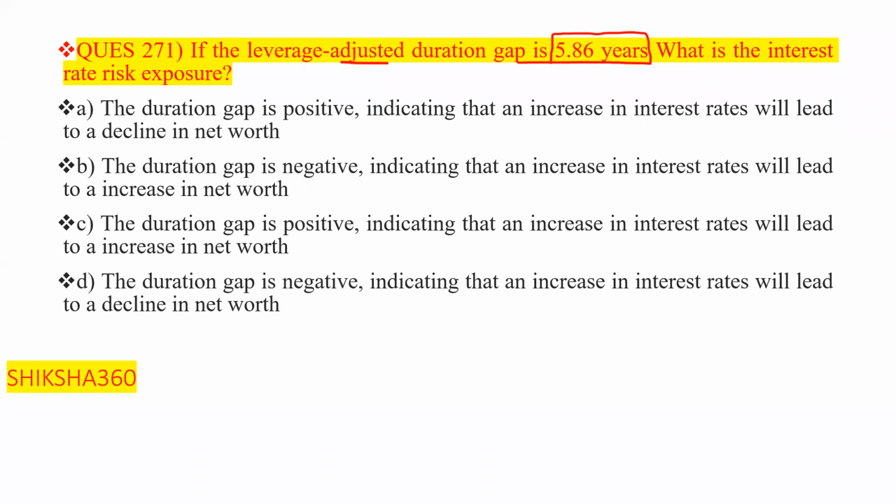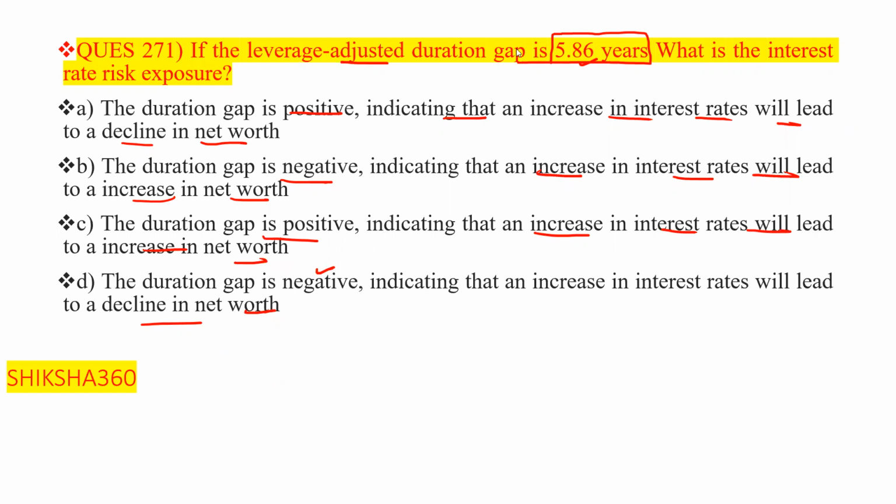First one: the duration gap is positive, indicating that an increase in interest rates will lead to a decline in net worth. The duration gap is negative, indicating that an increase in interest rates will lead to an increase in net worth. The duration gap is positive, indicating that an increase in interest rates will lead to an increase in net worth. The duration gap is negative, indicating that an increase in interest rates will lead to a decline in net worth.